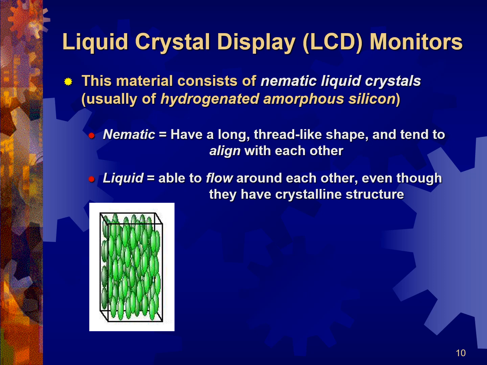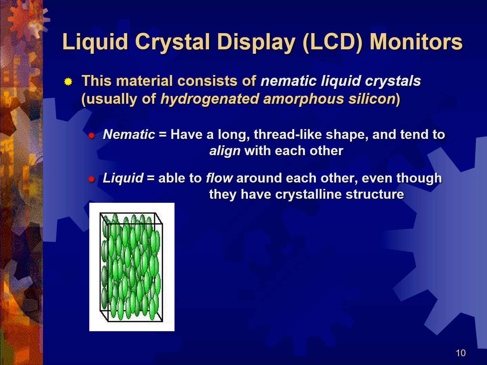Hydrogenated amorphous silicon. Long thread-like shape, that's what nematic means. And they tend to align with each other because they're polar, right? So just like if you had a bunch of magnetic rods and you threw them down into a box, would they pile up randomly like throwing galvanized nails into a box? No, they would align north-south, north-south, and they'd stick to each other. And so you'd have an orientation to the entire crystal because of the crystal having a magnetic field.